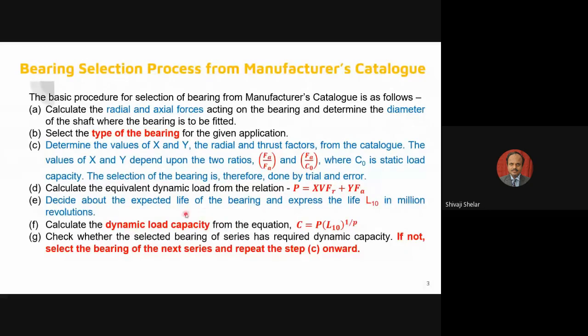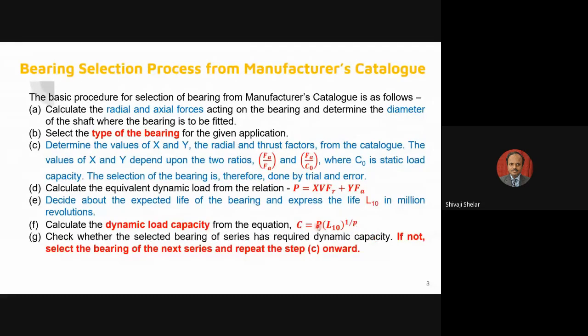If the life or the probability of survival is other than 90%, then you convert that life, whatever the life given, into L10 life by the standard relation. Then calculate the dynamic load capacity from the relation C is equal to P into L10 raised to 1 by P. And finally, check whether the selected bearing of the series has the required dynamic capacity or not.